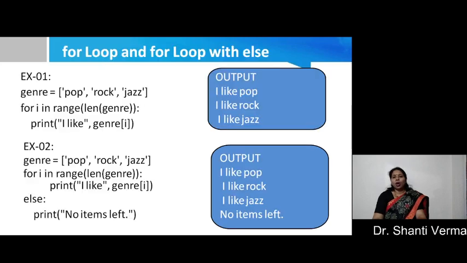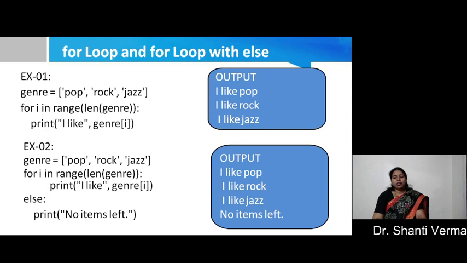Now let's discuss the for loop and the for loop with else. Let's take a first example where I have declared a list with three strings, that is pop, rock, and jazz, and I iterate a loop for i in range length of genre. Here the length of genre is 3, so this loop iterates 3 times and prints I like genre of i. So first the i value is 0, then 1, and then 2. It gives I like pop, I like rock, and I like jazz.